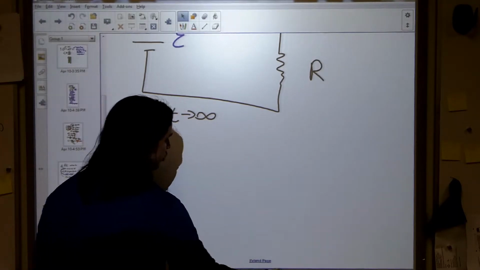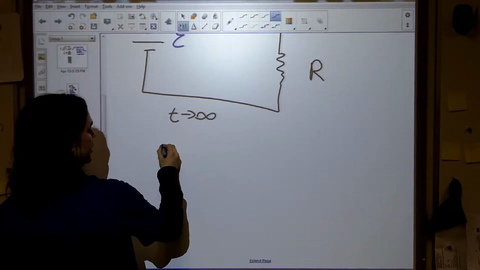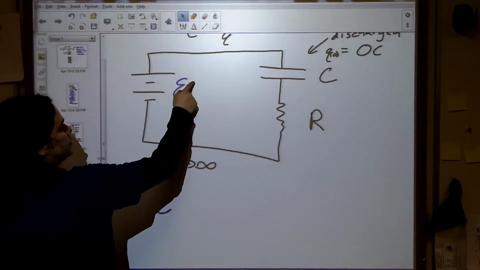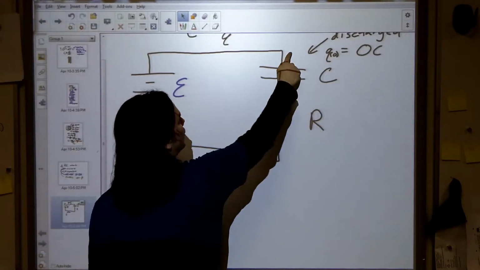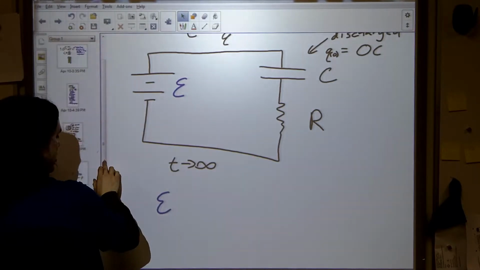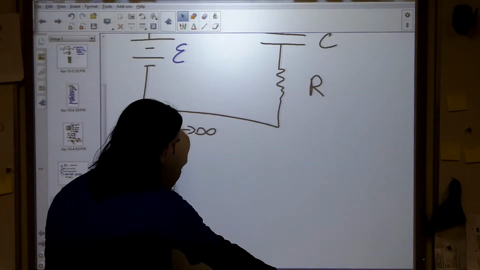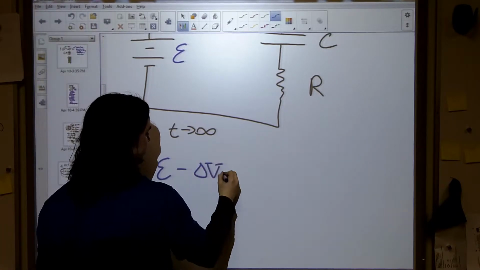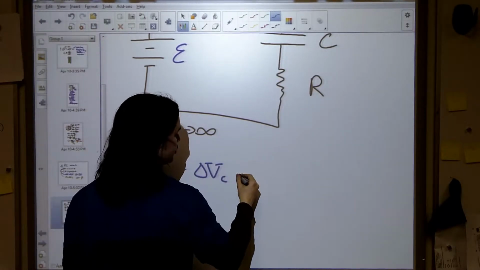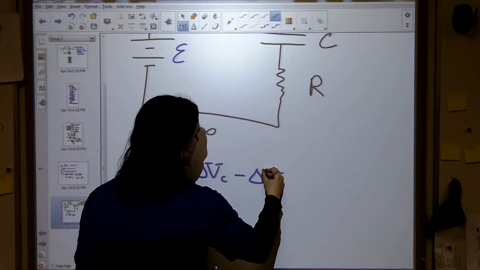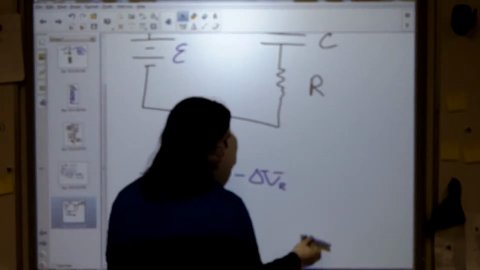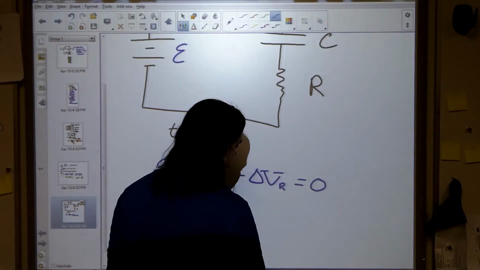If I apply the loop rule, it tells me that if I take the potentials, I'm going to go across the battery, it gives me squiggly E. I go across the capacitor, and the capacitor is taking energy right now to store it. So we're going to say delta VC. I go across the resistor, delta VR, and then I end up back where I started. That's going to be equal to 0.